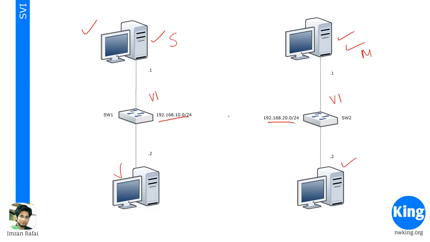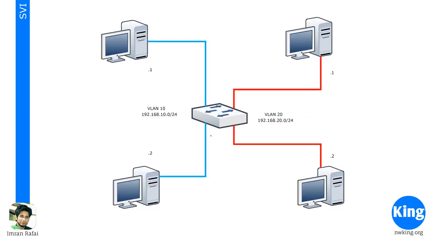The only way you can get them to communicate is by putting a router in between, a layer 3 device, and connecting a wire from switch 1 to the router and another wire from switch 2 to the router. Since it's a layer 3 device, it can do inter-network routing, which is what we learned all this while. To route traffic from one network to the other, you need a layer 3 device, and that's how you do it.